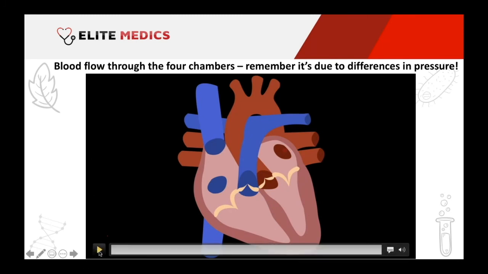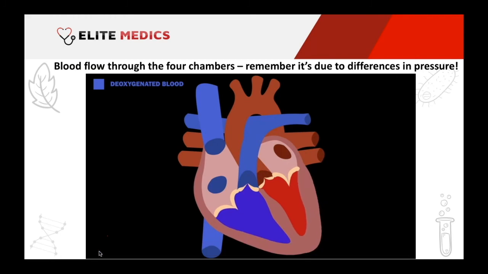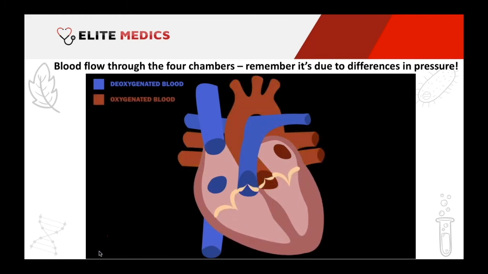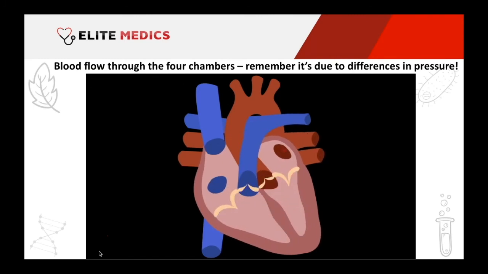Okay, so the blood comes into the atria. You can see valves opening, and then those ventricles become so full, they contract, and it forces blood up into the respective vessels, either via the pulmonary artery going to the lungs or to the aorta.